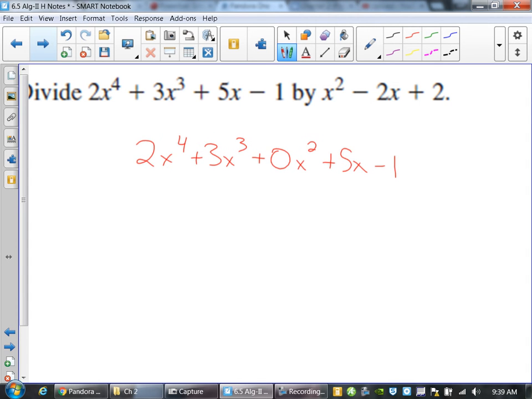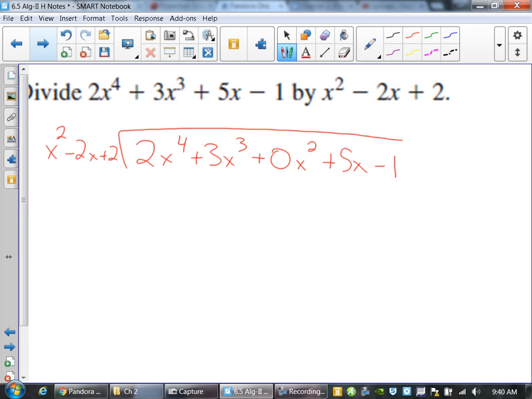One thing that you should start to recognize, if you have a fourth degree polynomial, how many terms should you have? 5. You always have plus 1 terms of your degree. So if you're doing that and you're counting, you'll always be able to figure out what you're missing. Divided by x squared minus 2x plus 2. Now really, all you're worrying about are the first terms.